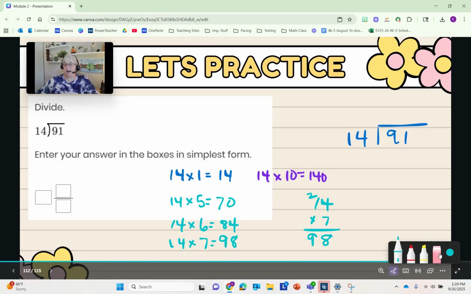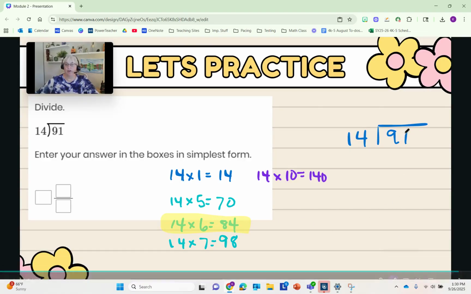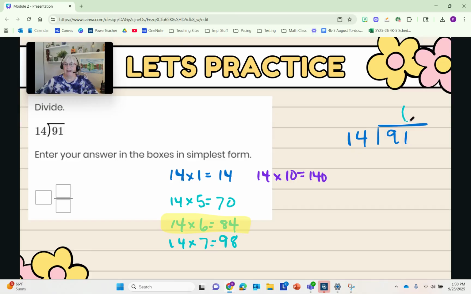All right, we have found our number here that we're going to multiply. 14 times 6. Now 6 is a number in the ones place, so I'm going to write that above the 1 because that is where we have our ones. 6 times 14 is 84. And then we subtract to see how much is left.